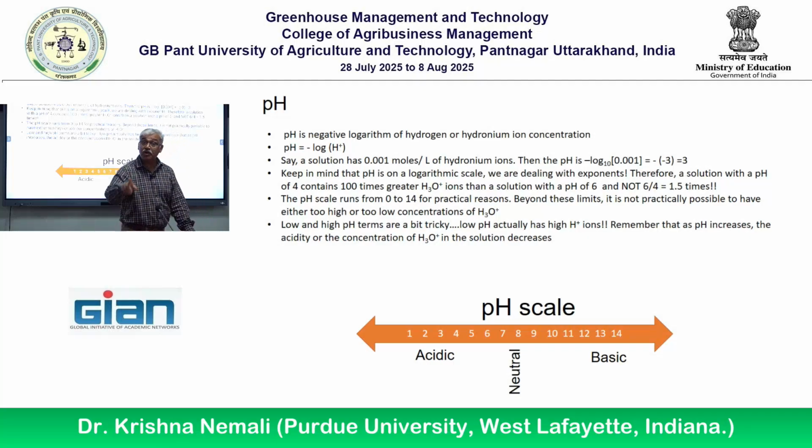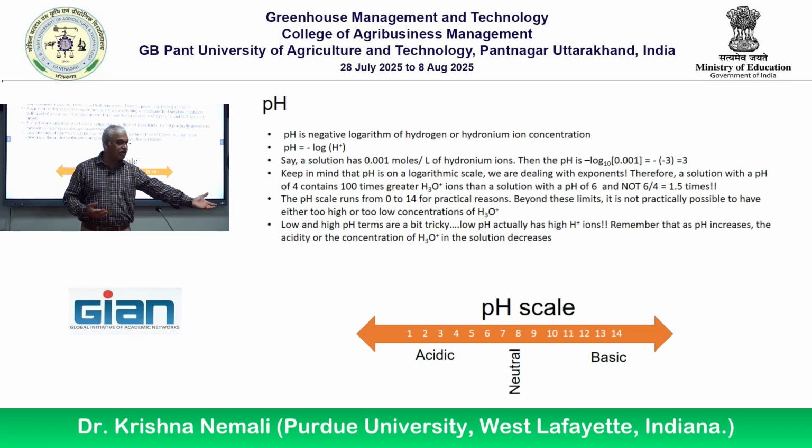Okay. But the most important thing I want you to remember is that 3 or 4 or 1.5, it is not in a regular scale. It is in logarithmic scale. It is an exponential scale. Okay. So what does that mean? So there is a solution here. It has got a pH of 6. Okay. There's another solution here. It's got a pH of 4. How many times is 6 higher than 4? It is not 6 by 4. It's not 6 by 4. Why? It's an exponential scale.